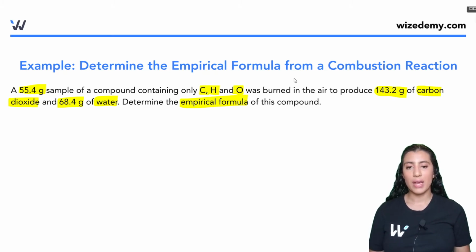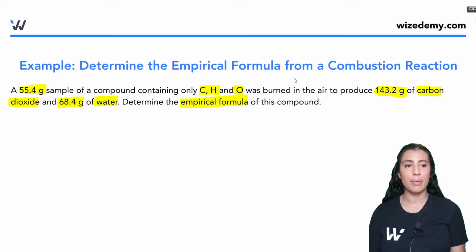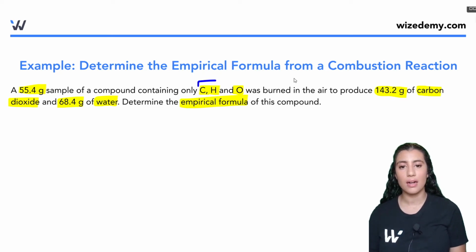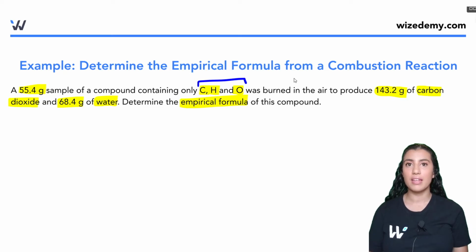So right away, we should know that this is a combustion problem, right? It's saying that we have a compound with C, H, and O. We said that's a hydrocarbon. It's being burned in the air. That's another big clue that it's a combustion reaction. And then we're producing carbon dioxide and water, which we know is part of the combustion reaction.